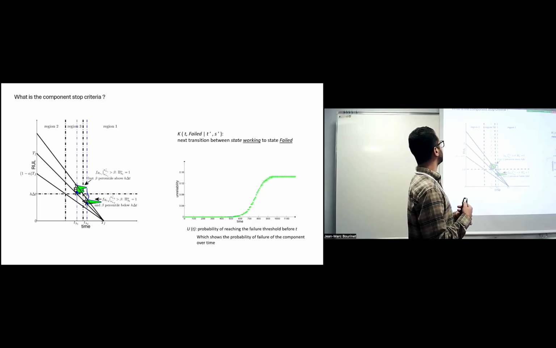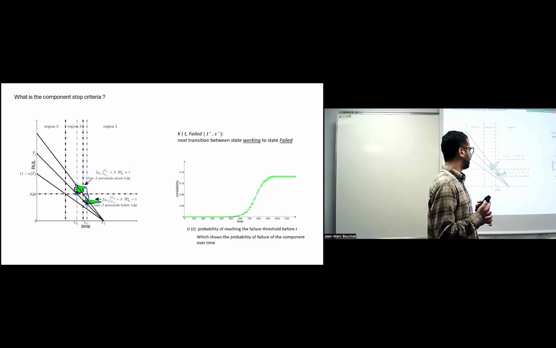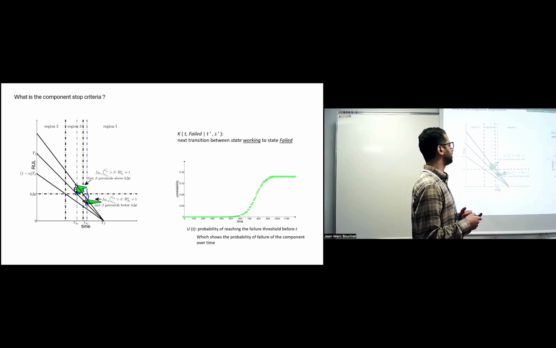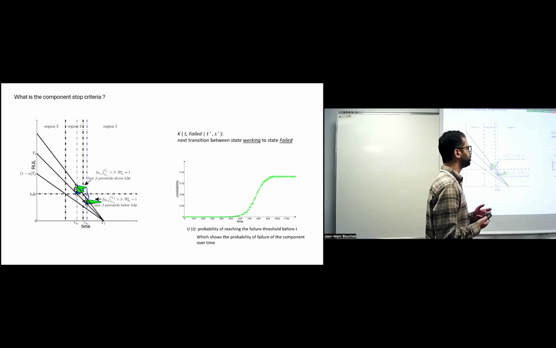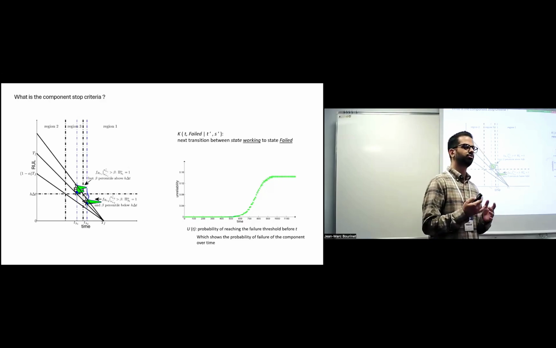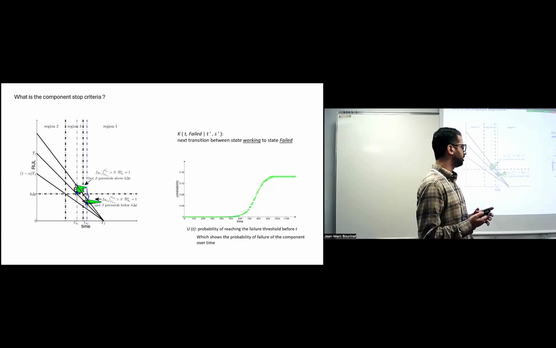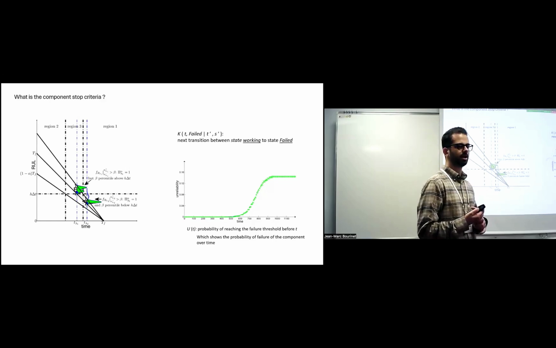We need to know the component stop criteria, and based on some metrics and methods, we can find the best time of removing the components. We can calculate the transition kernel from working to fail conditions, and calculate the unreliability of the components, which shows the probability of failure of the components over time.